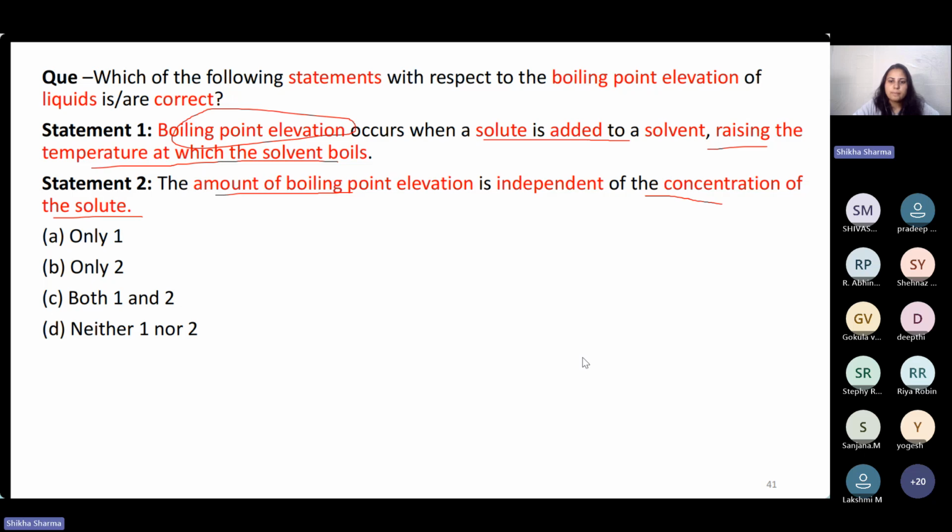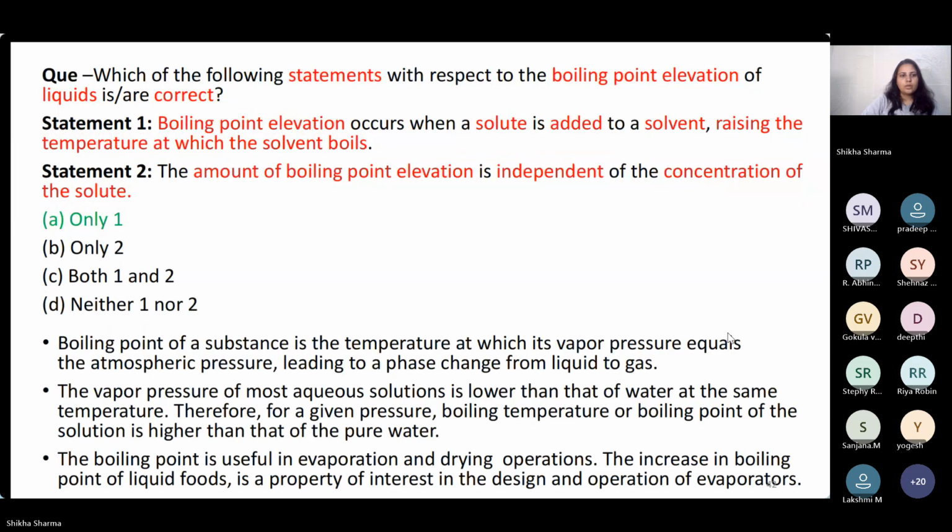Swami is saying A. Okay, so A is correct here, only one.